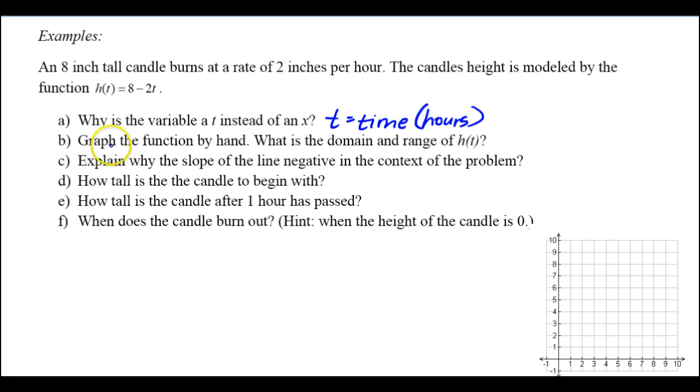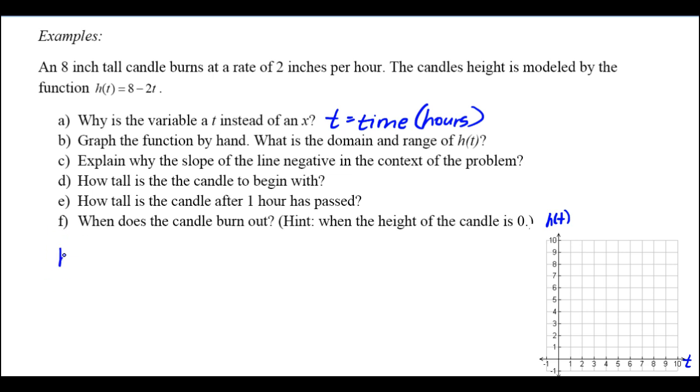So now part B, graph the function by hand. What is the domain and range of the function h of t? So here let's go ahead and graph this function. We have 8 minus 2t. t is the variable on the horizontal axis. So h of t, the height function, is on the y-axis.